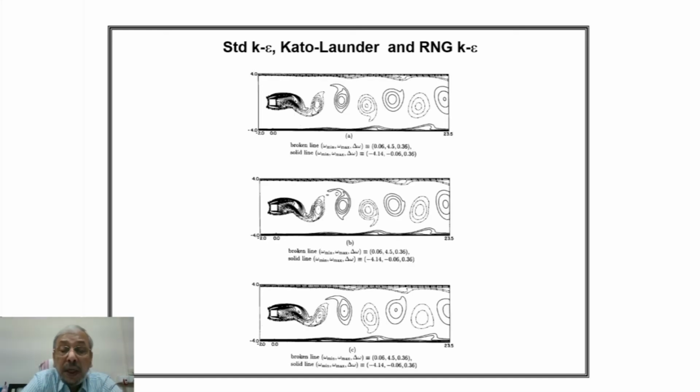Now here, these computations were done in IIT Kanpur by Professor A.K. Saha. This is, of course, long back. It's a paper by Saha, Biswas and Muralidhar. We have given a comparison of the same computation, flow past a square cylinder in a confined channel, with standard k epsilon, Cato-Launder k epsilon and RNG k epsilon. Here, because of paucity of time, I cannot give you the comparison of the vortical structures that were derived, but all three methods worked well.